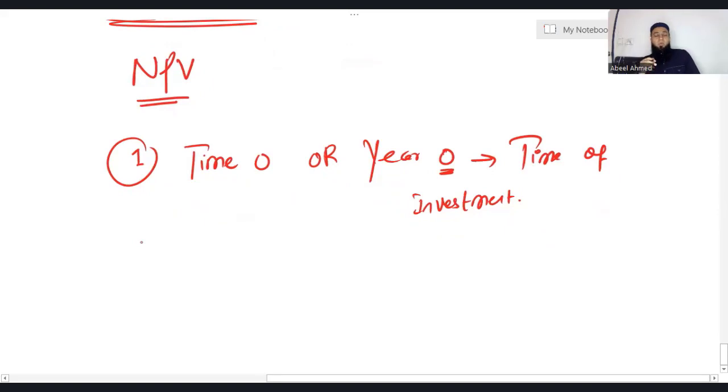Now, what are the basic concepts of investment appraisal? What are the rules of investment appraisal? What are the principles of investment appraisal? How do we apply all those rules on NPV? We will discuss that. Don't worry at all, inshallah.